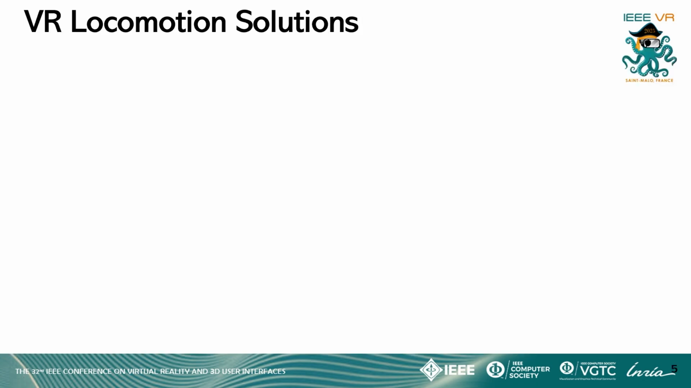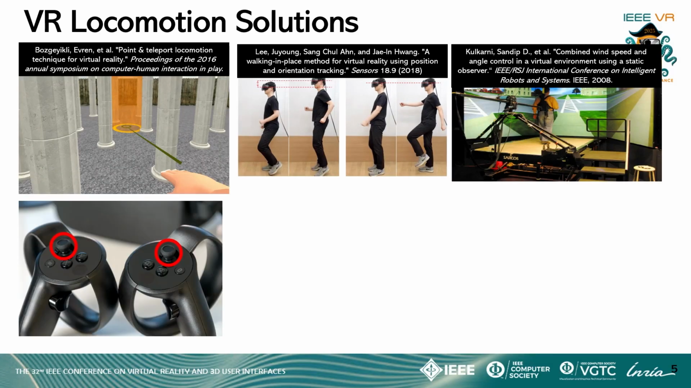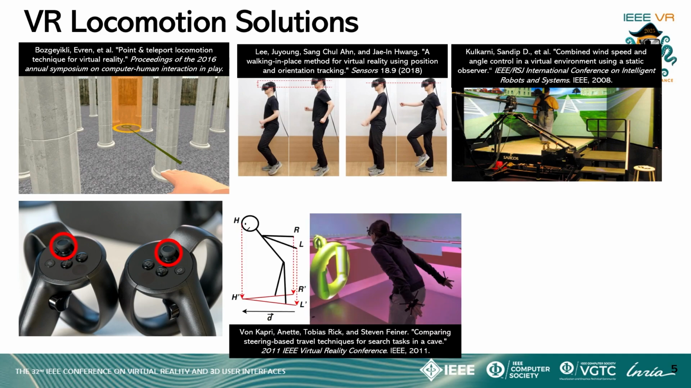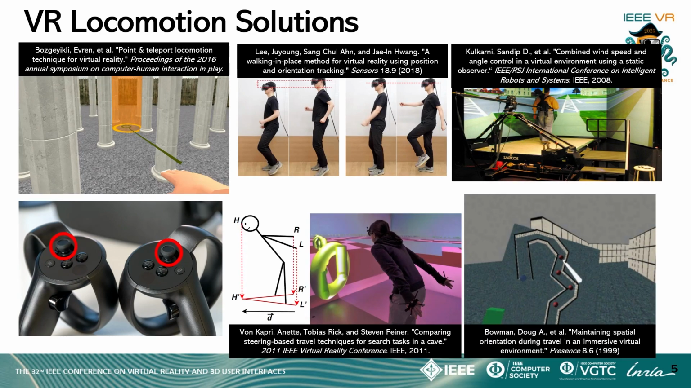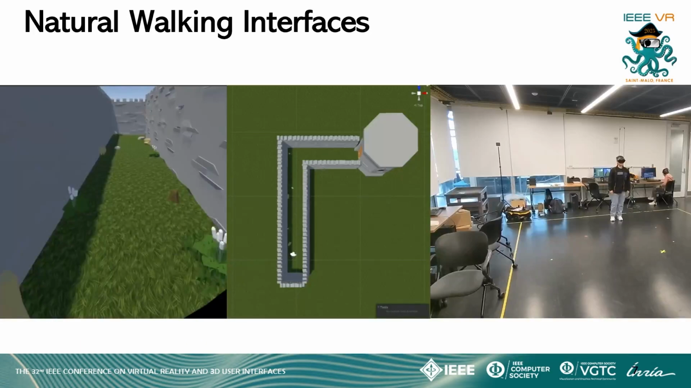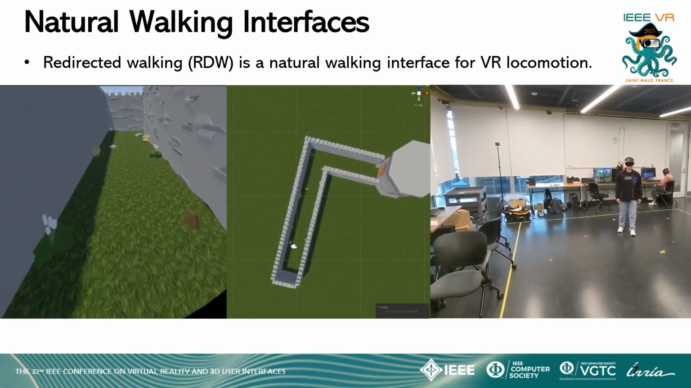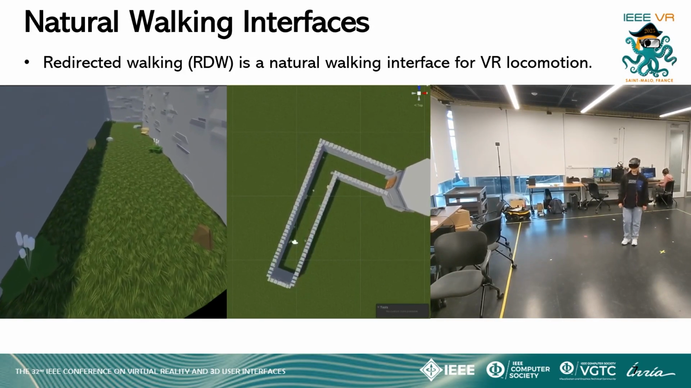Over the years, researchers have developed many different solutions to this problem, including teleportation, walking in place, treadmills, joystick controls, motion metaphors, path drawing interfaces, and many more interfaces. One potential solution to VR locomotion is redirected walking, which allows the user to travel using natural locomotion.